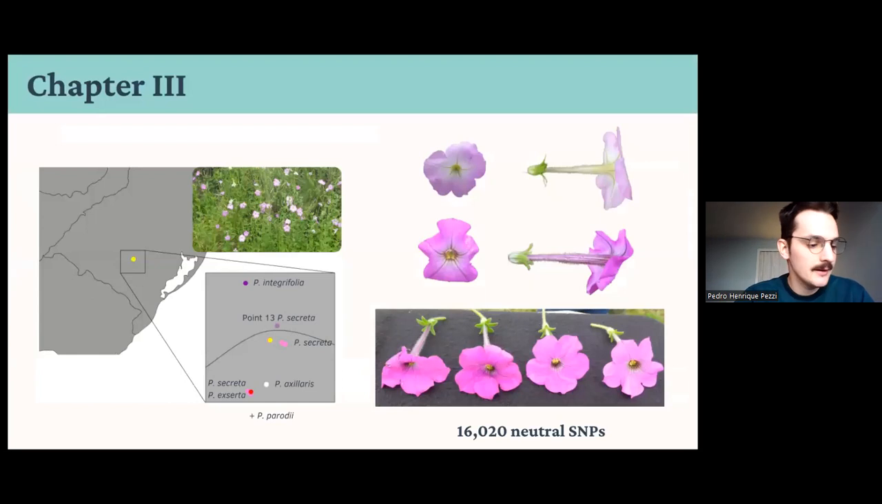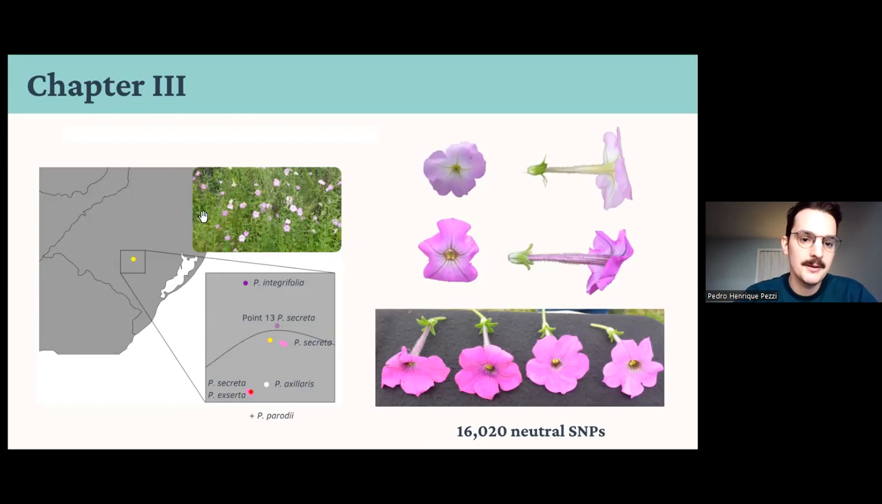And for chapter three, I'm just going to show you some preliminary results that we have of a very interesting population. This population here occurs on the side of a highway, and it contains a very wide diversity of colors. We can see some individuals that are much more pigmented, like this one, and some individuals that are more light purple. And this is not a color that we would find in natural populations, at least for the species that we know.